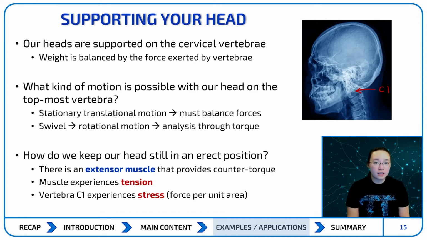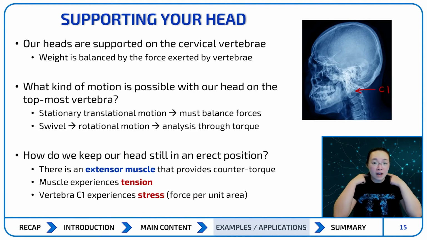Next, I can definitely swivel or rotate my head, and we're going to analyze that through torque. So we also want to make sure that torque is balanced and there's a net torque of 0. That way I can keep my head straight and still. So the question is, how do we keep our head still in an erect position, just like as you're watching this video? Number 1, there is an extensor muscle over here that provides counter torque, so it prevents us from tilting our heads or swiveling.